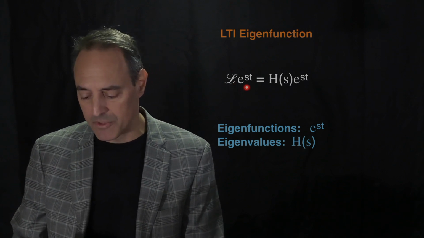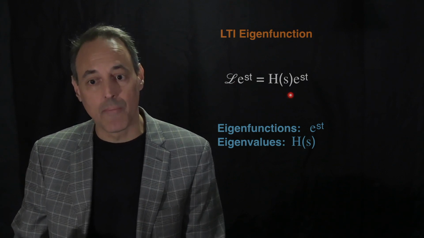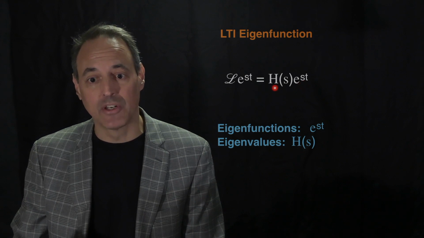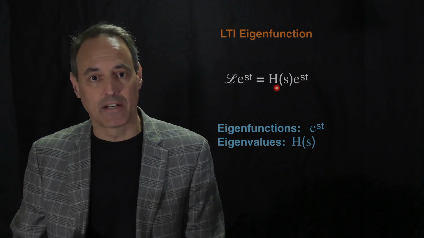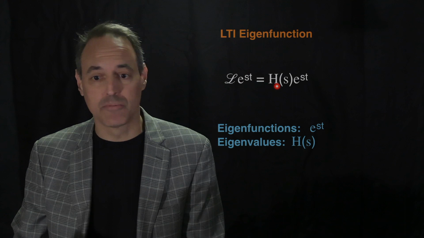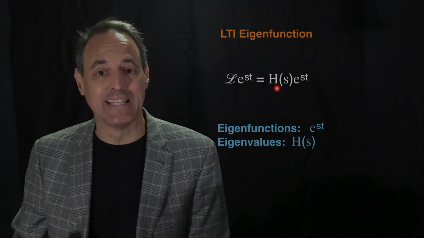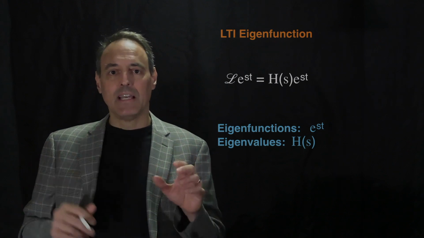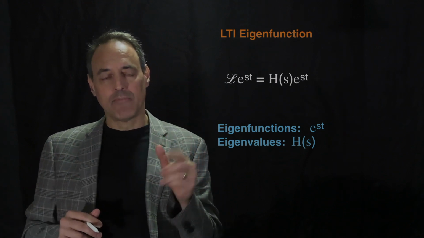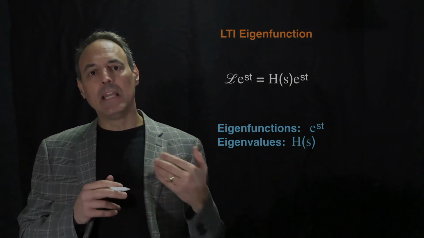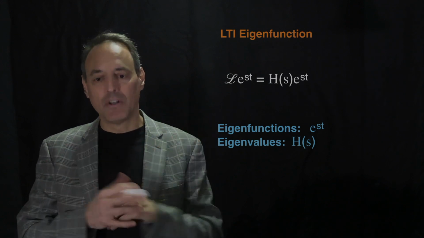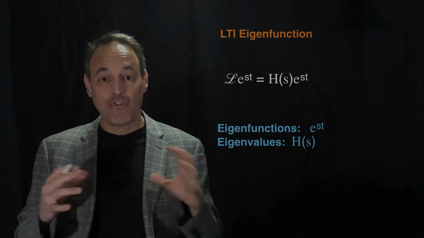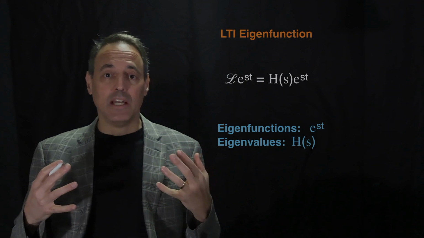So the operator comes in. This is an eigenfunction because you get back exactly that same function times a stretching factor. So it either got bigger or smaller depending upon the value of H(s). And this is the eigenvalue. Okay, so H(s) is the eigenvalue of the LTI system for a given signal, and e^{st} is the eigenfunction.